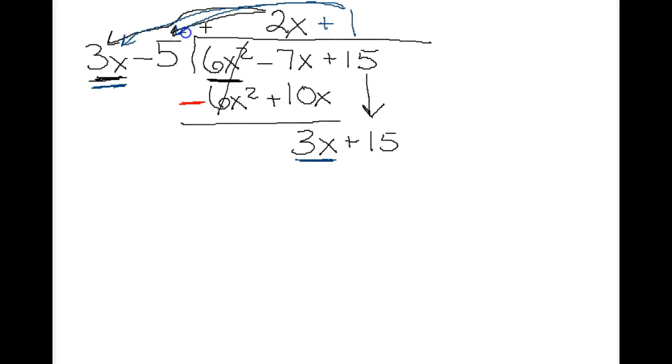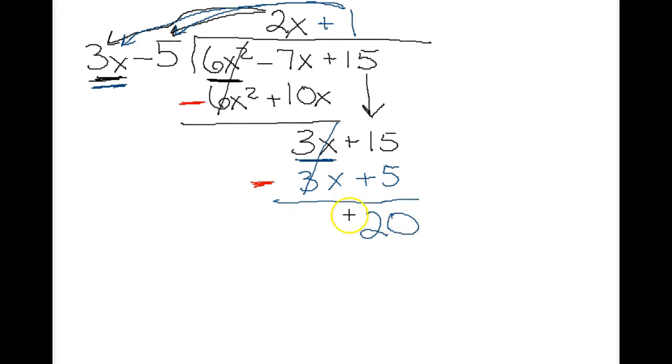So I draw my arrows. 1 times 3x gives me 3x. 1 times negative 5 gives me negative 5. Remember, we are subtracting here. 3x minus 3x cancels out. 15 minus negative 5, minus a negative becomes a positive. 15 plus 5 is 20.